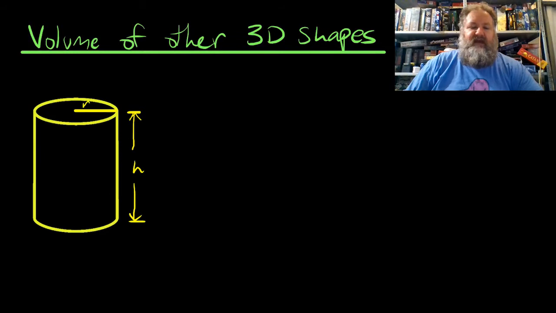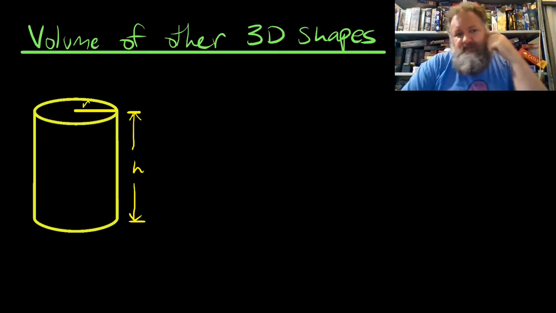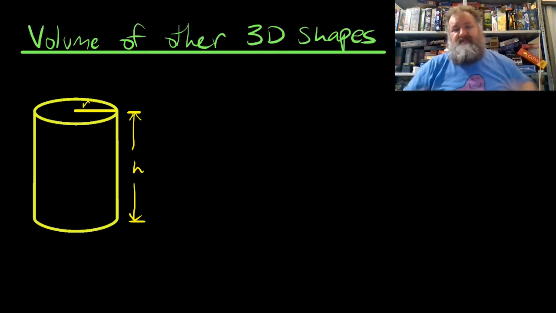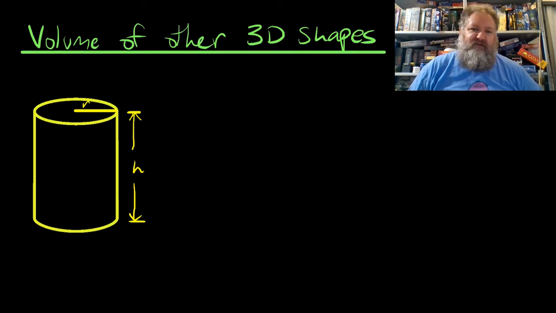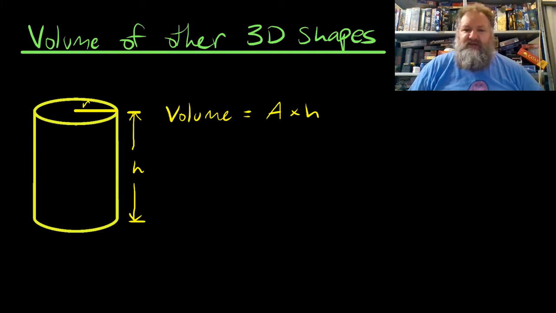Okay, let's talk about volume in other three-dimensional shapes, things that aren't prisms. The first one, and you'll probably be reminded of what we talked about before when I show you the rule for finding the volume of a cylinder. It's the area of the repeated cross-section times the height.